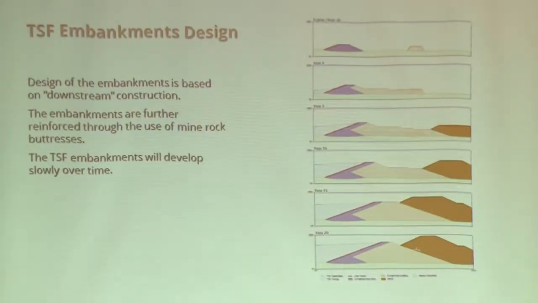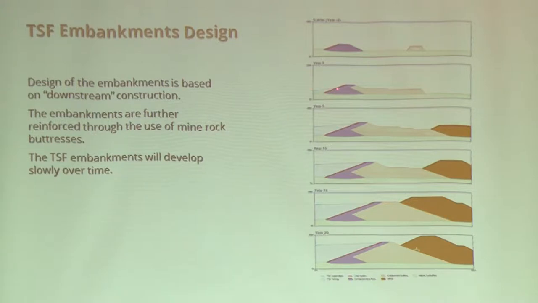This figure illustrates how the embankment will be constructed over time. So we'll start with a small starter embankment. And on the face of that is a soil liner, compacted till liner, that's the zone that prevents water from moving through the embankment. And we will start the buttressing process by adding fill or mine rock to buttress that initial starter dam to make it more secure.